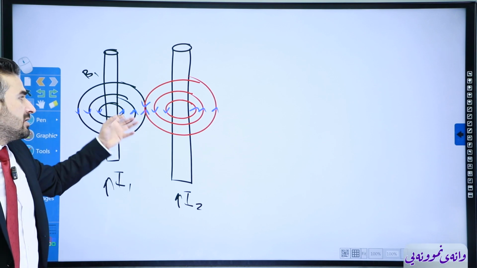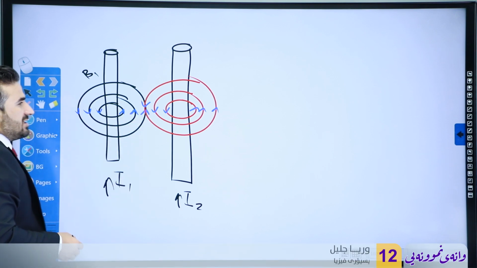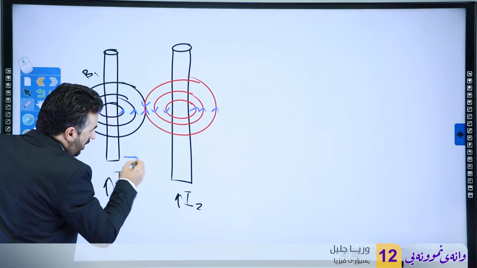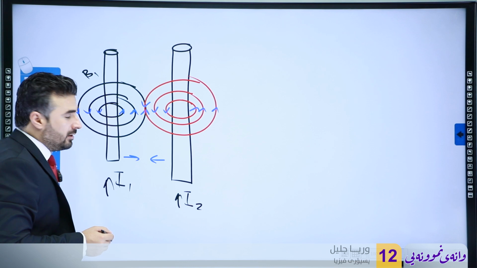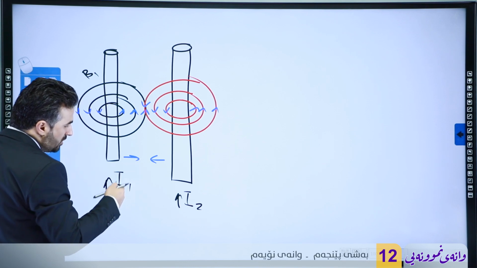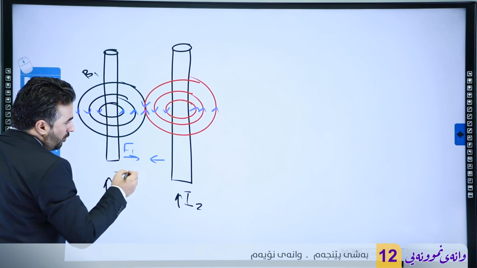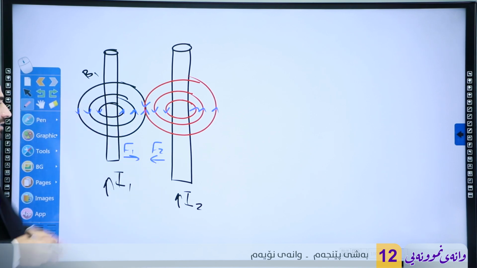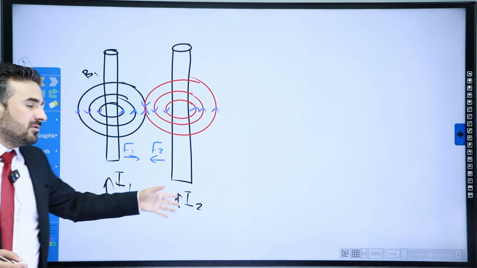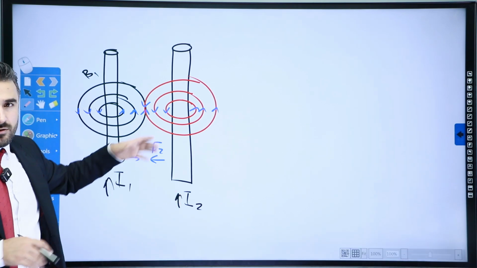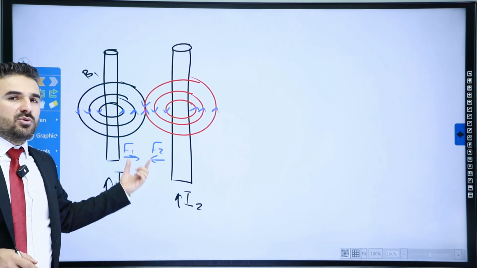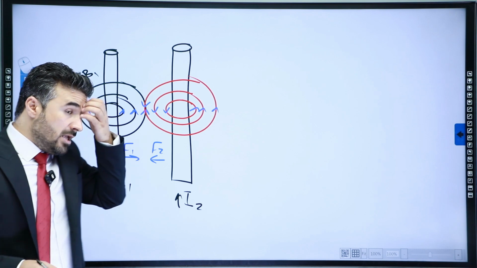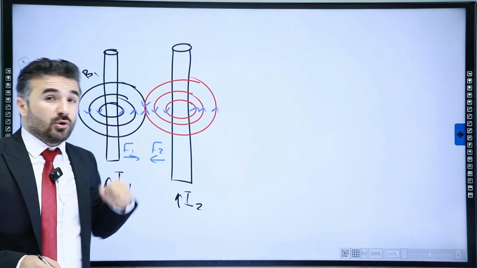That means we have two fields, and these two fields are in opposite directions. It's almost like you have north and south. If that is the case, then these two wires will pull one another with forces. Because we have current 1, we have F1 for wire 1, and of course we have F2 for wire 2. If they carry the same amount of current, these two forces will be equal in magnitude but opposite in direction. But there is one thing I want you to be very careful with.